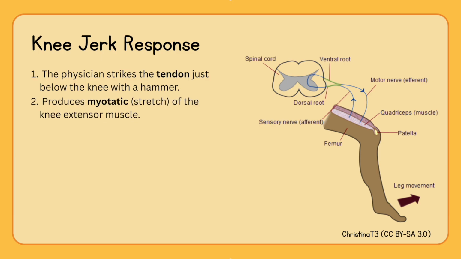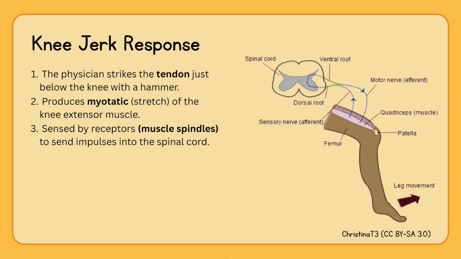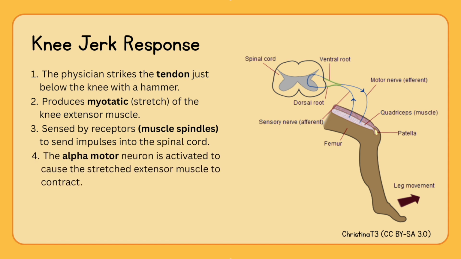Now, what this is going to do is cause a stretch, or what they call a myotatic response, of the knee extensor muscle, and it's going to cause your leg to lift, right? So your lower leg, your fibula, is going to lift. And this movement is sensed by receptors, specifically muscle spindles, which send impulses to the spinal cord. As you can see, there's a cross section of the spinal cord, and you have a quick impulse being sent there. And the alpha motor neuron is activated to cause the stretched extensor muscle to contract.